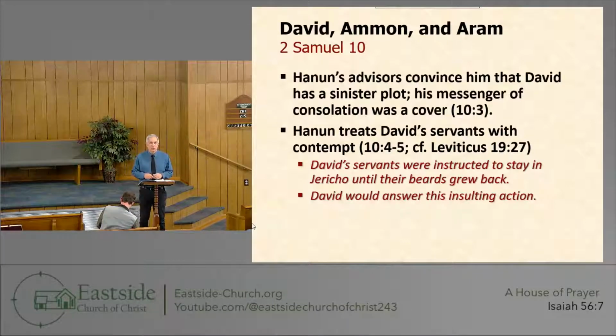He treats David's servants with contempt, to say the least. Verse 4 says, Hanun took David's servants, shaved off half their beards, cut off their garments in the middle at the buttocks, and sent them away. I've heard of college hazings and stuff like that, but they weren't nearly as bad as what was done to these messengers that David sent. It was just extremely insulting. Anybody can see that by looking at this. This is a very insulting thing that was done to these men.